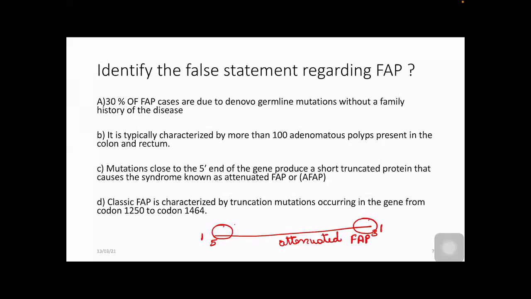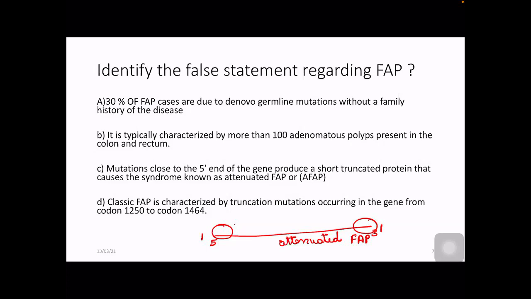Option D, classic FAP is characterized by truncation mutation occurring in the gene from codon 1250 to codon 1464. There's a point which is given in substance. That's why I particularly took this minute point from that. Is it true or false? True. Yeah, this is true.